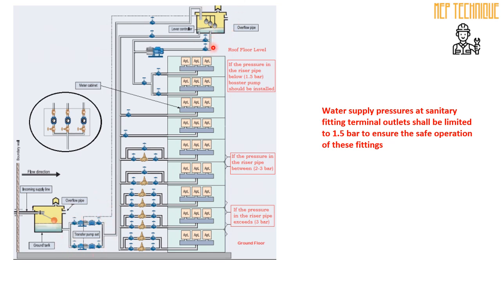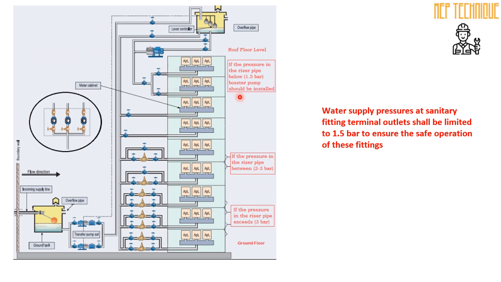Then from here we need to supply the water to each apartment. You can see here, this is a multi-story building. Here is a booster pump, and this area's water has been supplied by gravity pressure. This is our booster pump. But the question is, why is the booster pump connected only to this floor? Why not all the floors?